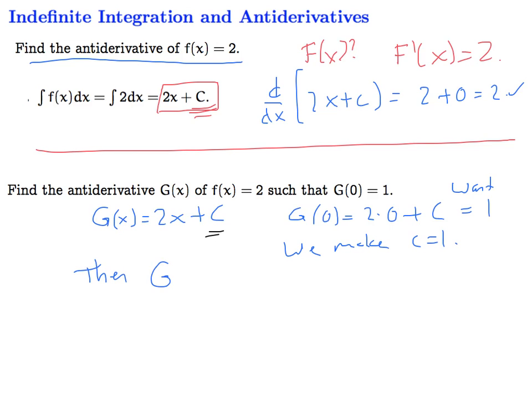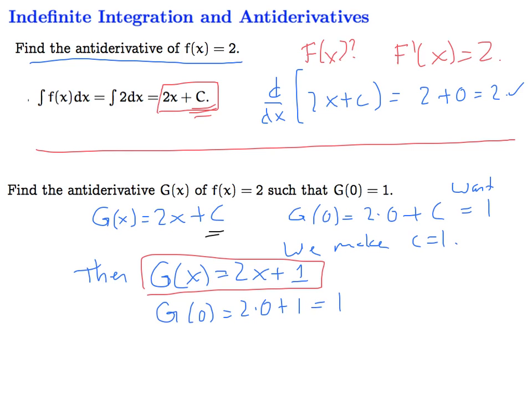Because then what we have is the new function g of x is equal to 2x plus 1, and g of 0 equals 2 times 0 plus 1, which is equal to 1. So that tells me that this is the function that fits the two properties. It's an antiderivative of 2 and g of 0 equals 1. So since it fits both parts, it works really well.